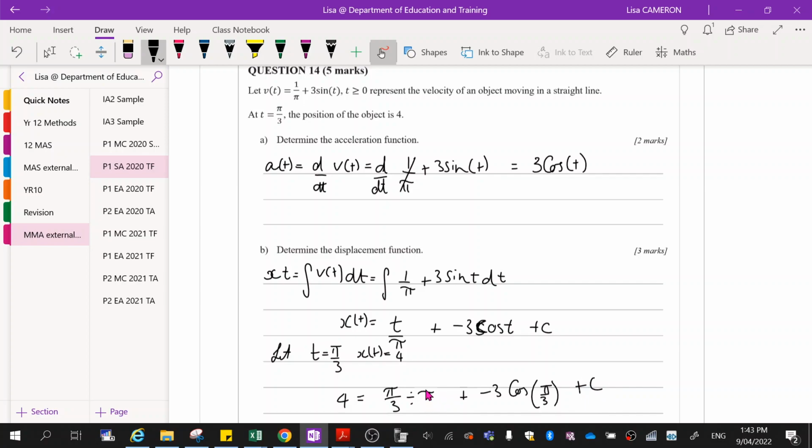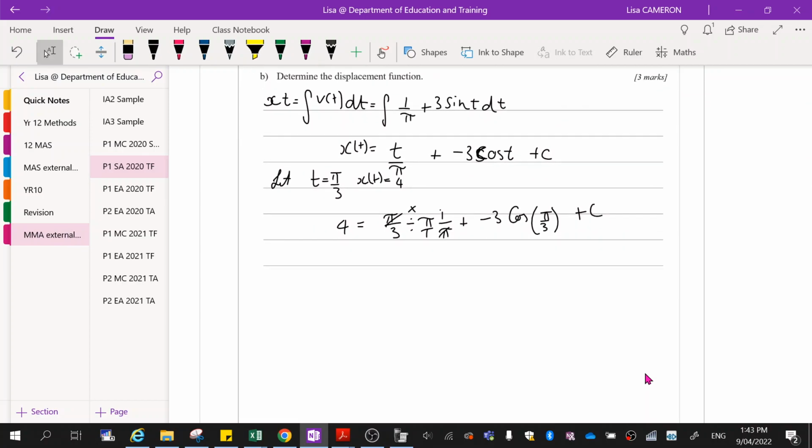Okay, first thing I'm going to deal with is this. So KFC: you keep the front, you change that, you flip the end. So that's currently pi on 1, so it'll become 1 on pi, meaning that this will cancel with this, and I'll be left with 4 is equal to 1 on 3 plus cos of 60 degrees, using my hand trick, is a half, so it's going to be minus 3 times a half plus c. So that's going to be 1 over 3 plus minus 3 over 2.